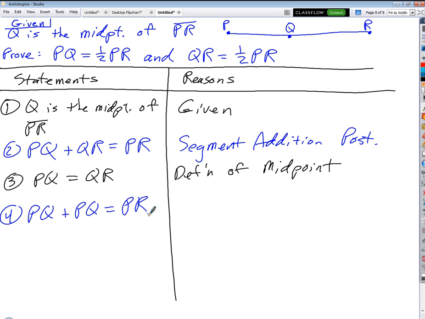Now, you'll kind of get the hang of this, but you don't always have to write property of equality. Once you get going, like in a college class, you wouldn't say substitution property of equality. You probably would just write substitution. But let's do it right. Substitution property of equality. Okay, now what?